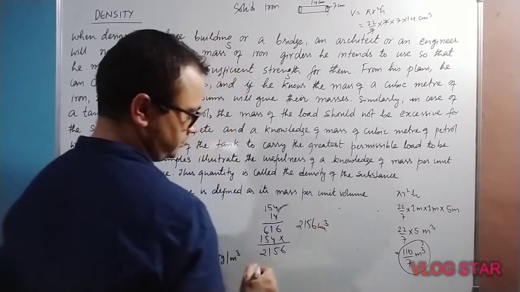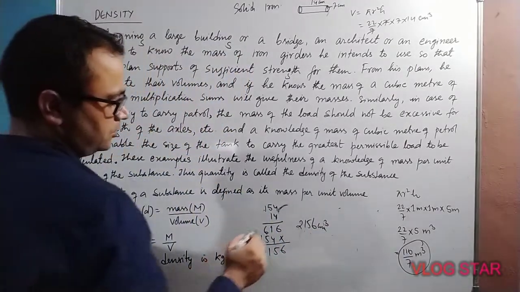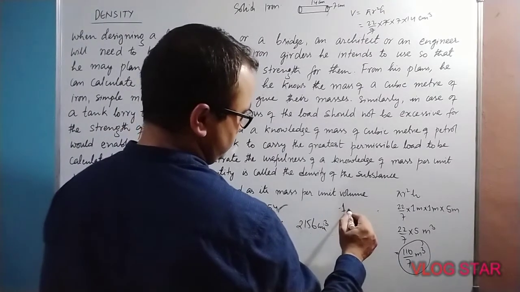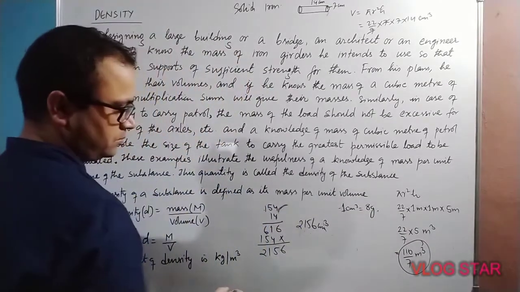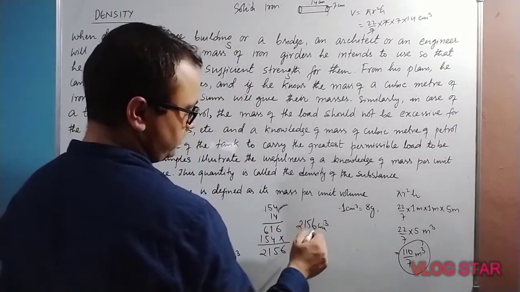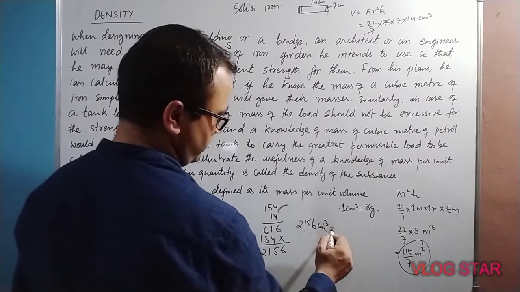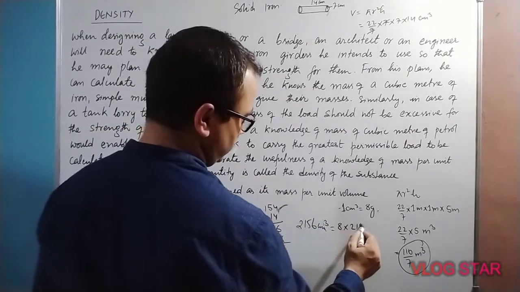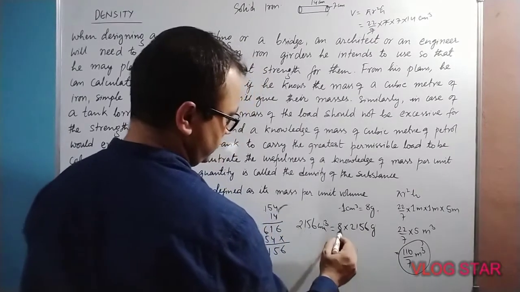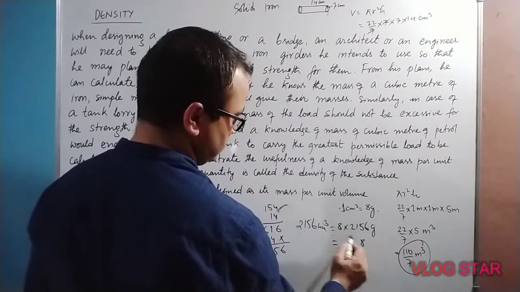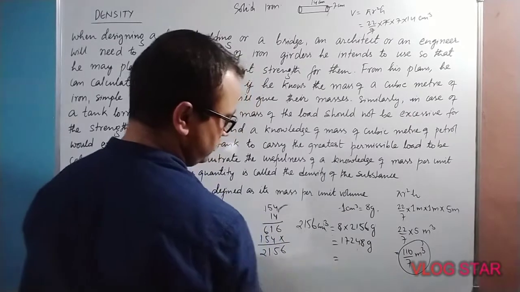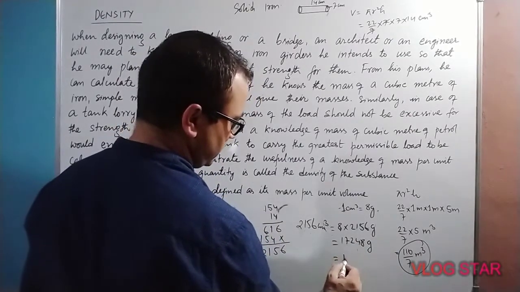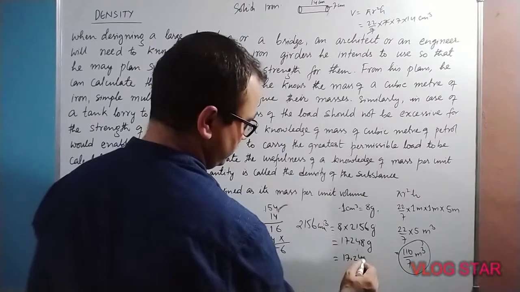If 1 centimeter cube equals 8 gram mass, then 2156 centimeter cube equals 8 into 2156 gram. Multiplying, we get 17,248 gram. Now convert it into kg.